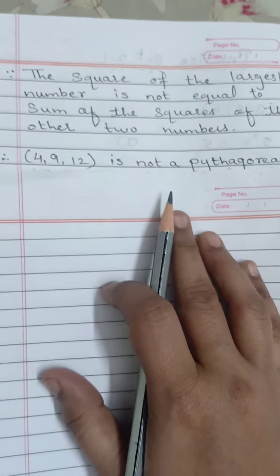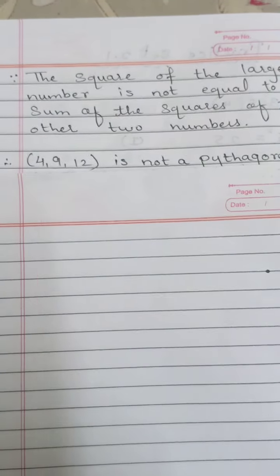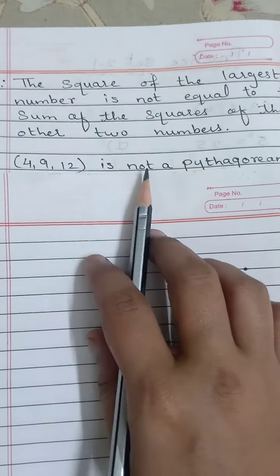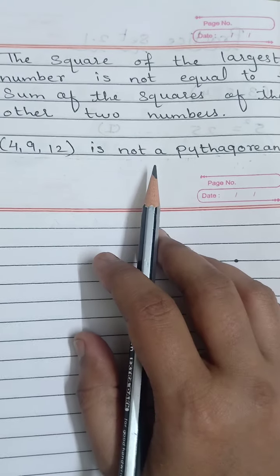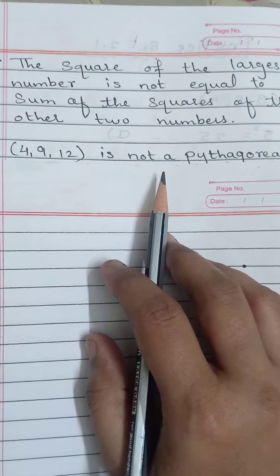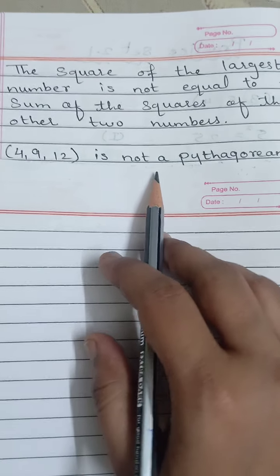So I have shown you what to write whenever they are having the Pythagorean triplet and what to write whenever they are not having the Pythagorean triplet. So both the types I have explained to you. In the same way you have to solve the remaining sub questions of question number 1.